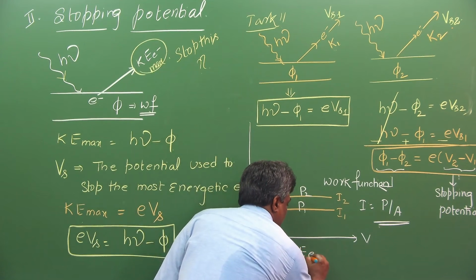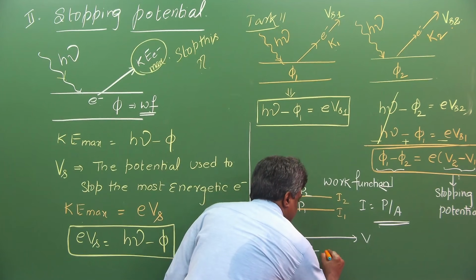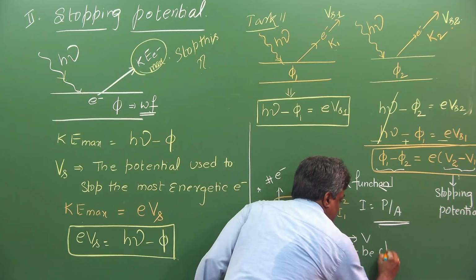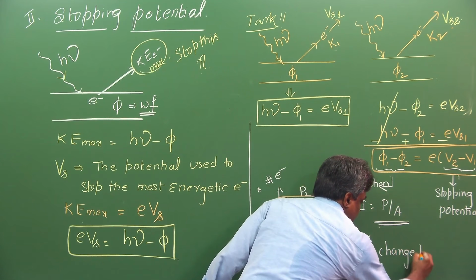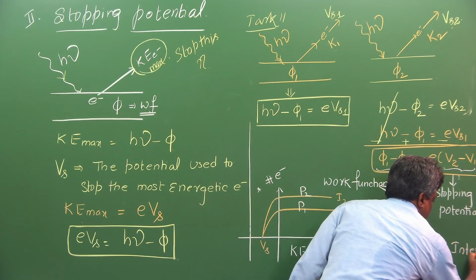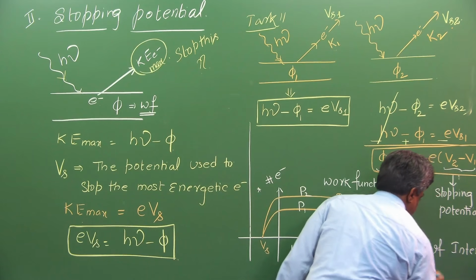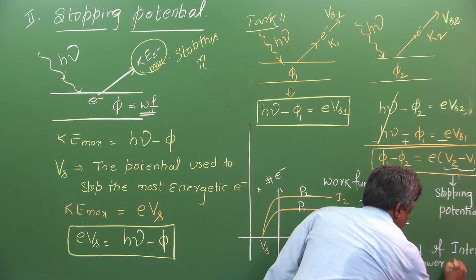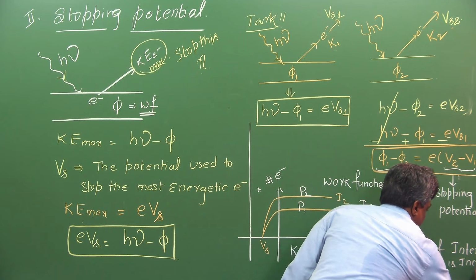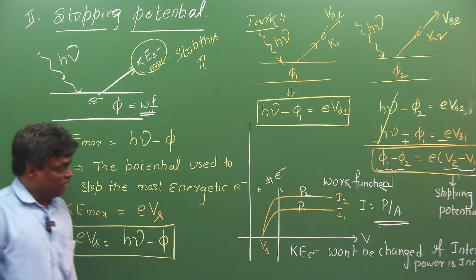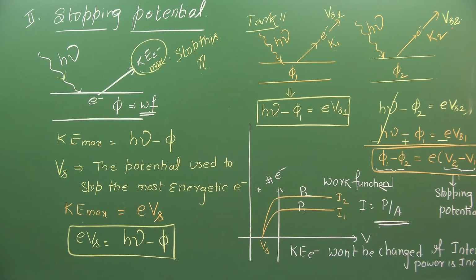Please write that. Kinetic energy, already written I think somewhere. Kinetic energy of the electron won't be changed if intensity or power is increased. All these things are in B.Sc. If you have a doubt, please read any B.Sc. Modern Physics book.